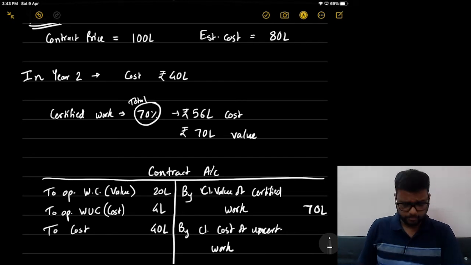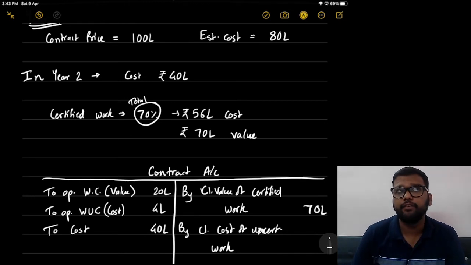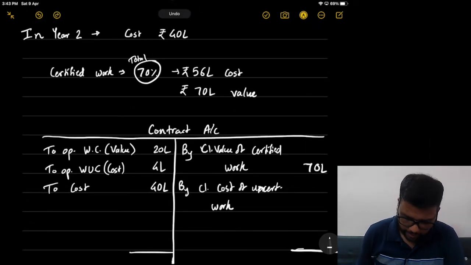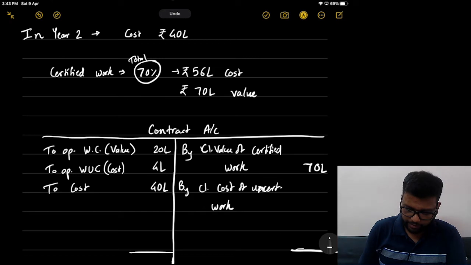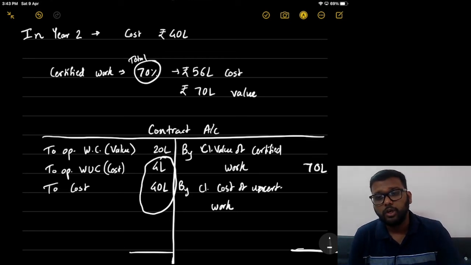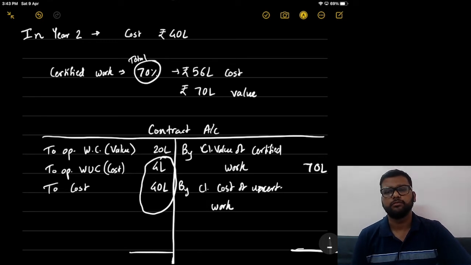Sir, then what do we do with the uncertified work carried forward from last year? Okay, last year whatever we carried forward, this 4 lakhs, that also we have debited, and this 40 lakhs also we have debited, because that 4 lakh was this year's cost we were saying, plus this 40 lakhs. But of that, whatever is uncertified we'll send it to next year, the third year. Sir, 8 lakh. 8 lakhs, okay.